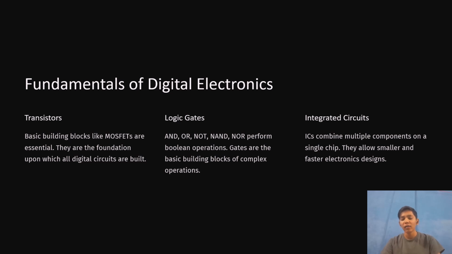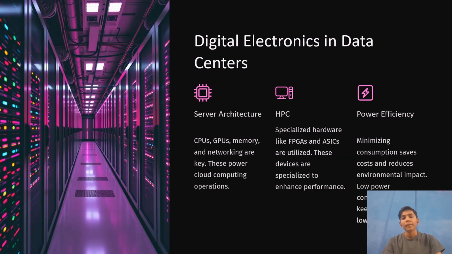Integrated circuits, ICs, are very useful. ICs combine multiple components on a single chip. That's why they are very useful. They allow smaller and faster electronic designs. Next, digital electronics in data centers. As you can see in the image, these are some data centers. We see it in particular in data centers, but here we will also see server architecture, HPC, and power efficiency.